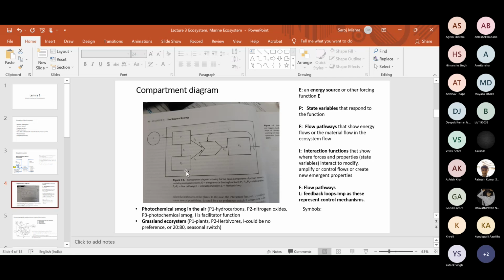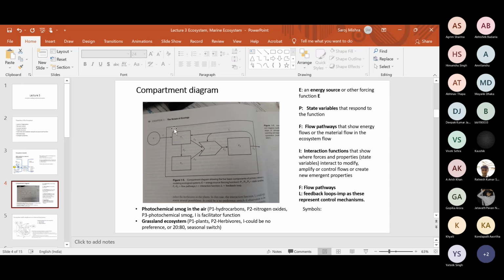Now, the second example, which I'm going to illustrate to you via this model, is that of a grassland ecosystem. By and large, exactly the same diagram can also be used to explain the events, the energy functions, the state variables, etc., which are operating in a grassland ecosystem, and it allows you to model this ecosystem. Now in this case, E is of course the source of energy, which is again the solar energy, and P1 and P2.